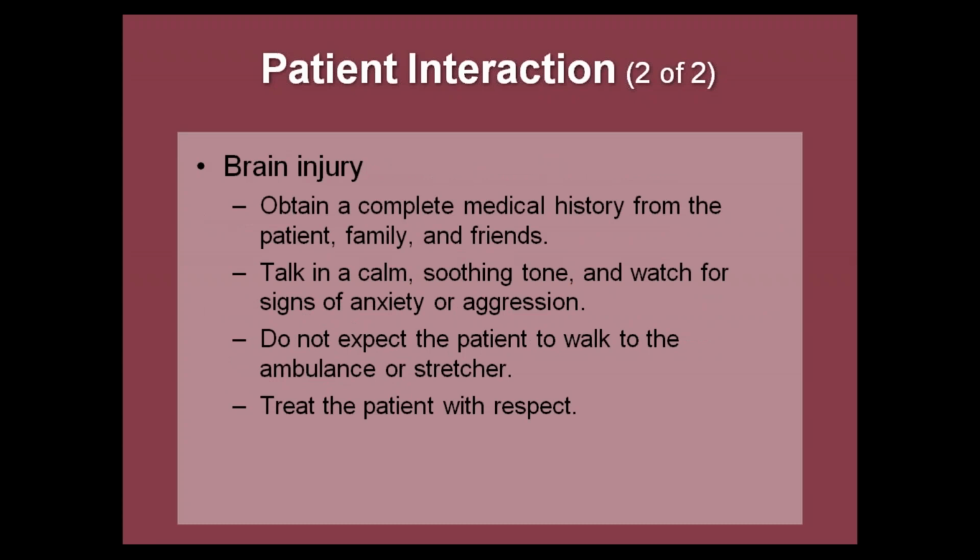Brain injury. Obtain a complete medical history from the patient, family, and friends, because you need to get a little bit from everybody that you can. An individual with a brain injury may not be able to think clearly. Their thought process may be a little jumbled. Their communication may be jumbled. They might be thinking of a sentence as they're trying to communicate that like you and I would normally, but the words don't come out right. So getting some of that information from the family and friends will be important.